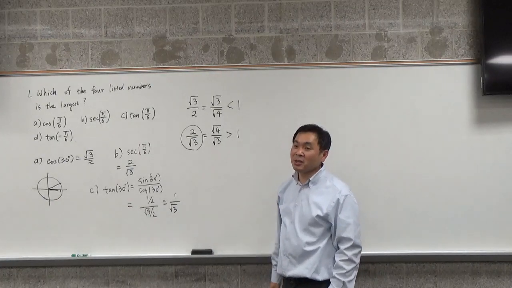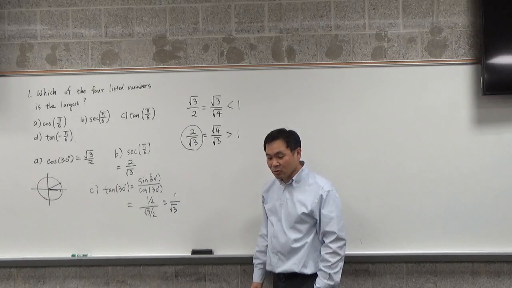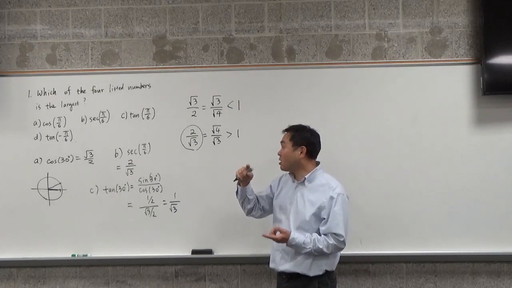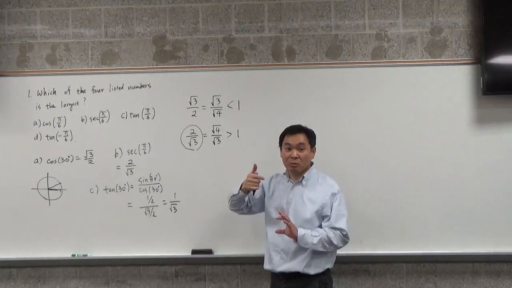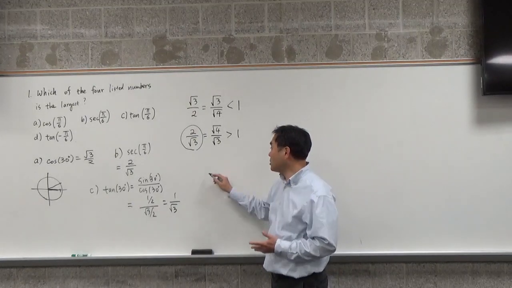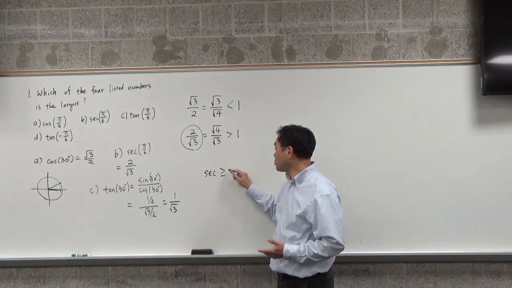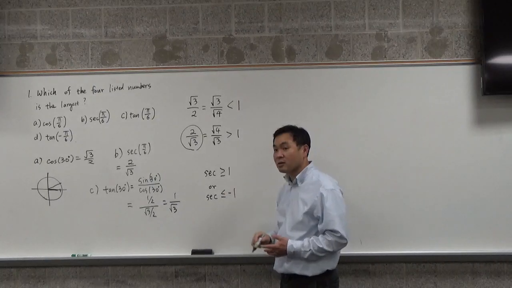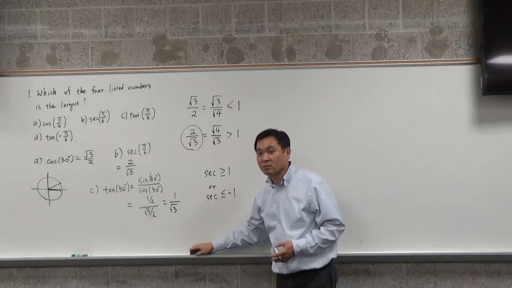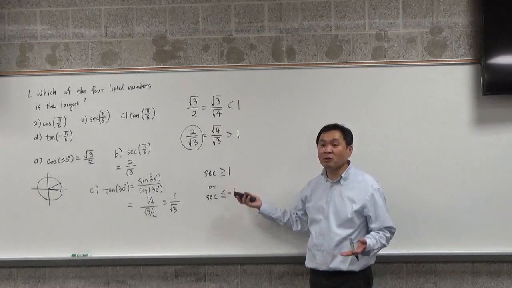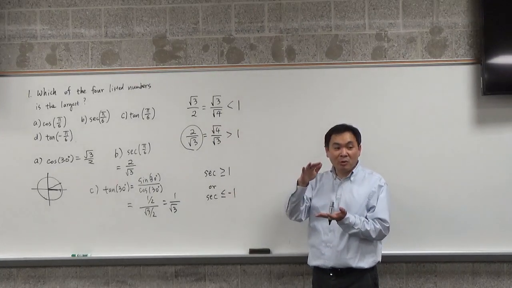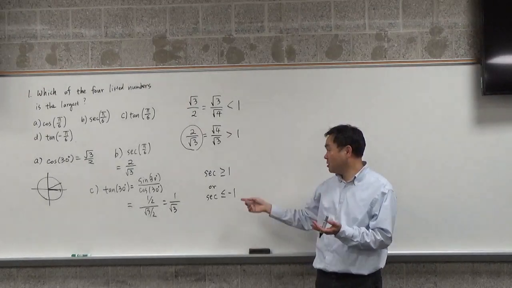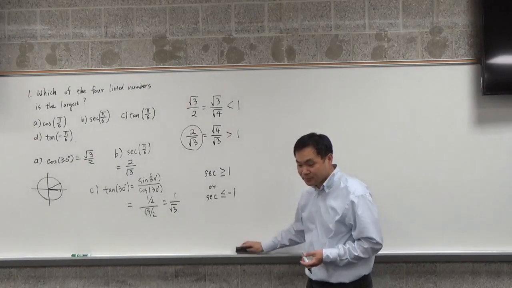So this would be easier if you knew that cosine is always between negative 1 and 1. And because secant is the reciprocal, secant will always be bigger or equal to 1 or less or equal to negative 1. Okay? So that's another fact. It just comes from the fact that if you have a number between 0 and 1, you take the reciprocal, you get something bigger than 1. Right? So this is something that you get.